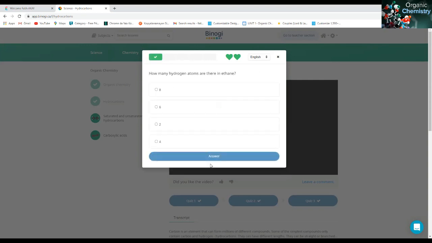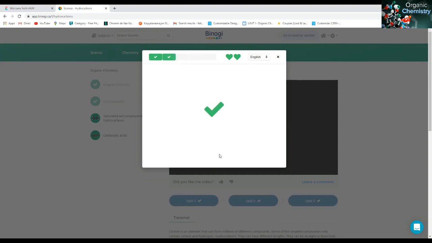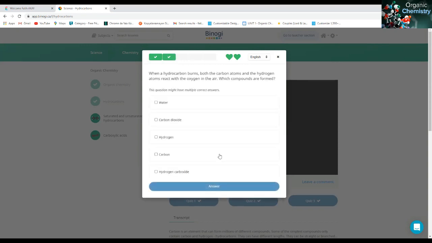How many hydrogen atoms are there in ethane? Ethane, C2H6. When a hydrocarbon burns, this is a combustion reaction. Remember, the combustion reaction is the common reaction for all organic compounds. The products always are water and carbon dioxide.